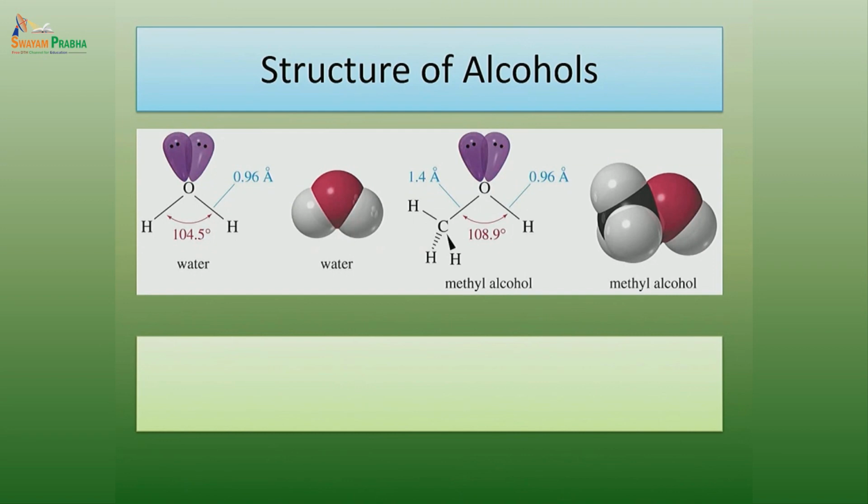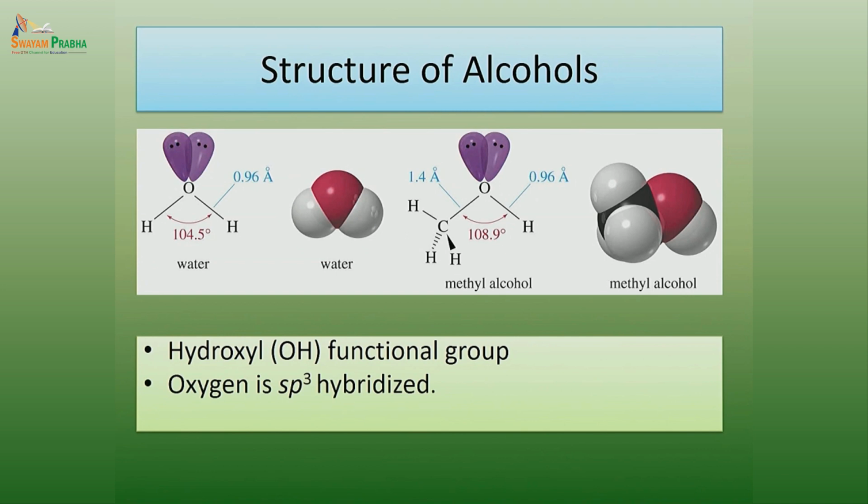And if you look at methyl alcohol, the simplest alcohol, again the COH bond angle is a little bit larger than the simple water molecule. It is 108 degrees 9 minutes, and the O-H distance remains the same, 0.96 angstrom, but the C-O distance is 1.4 angstrom. So this is the simplest alcohol we know. The oxygen is actually sp3 hybridized.